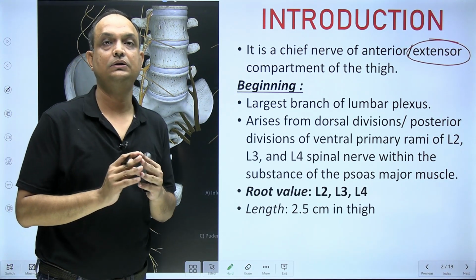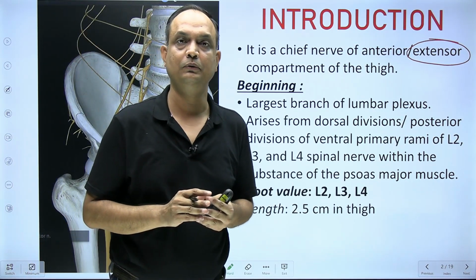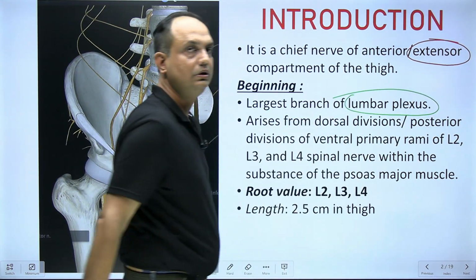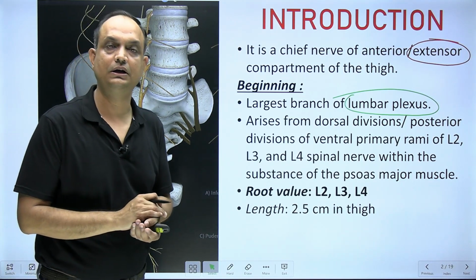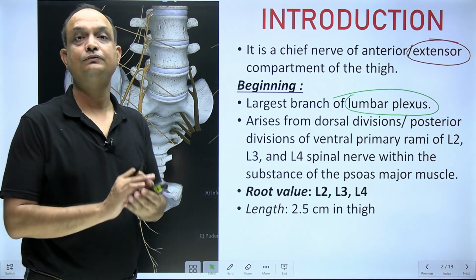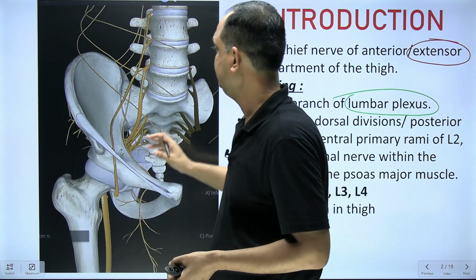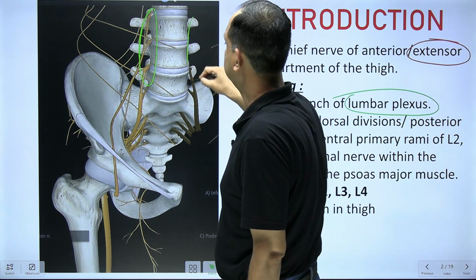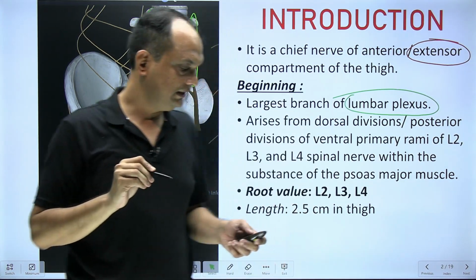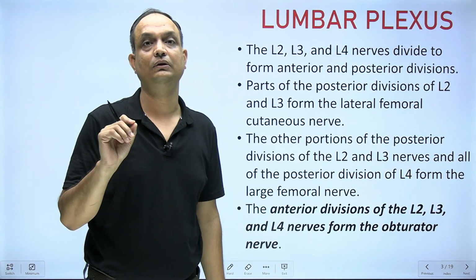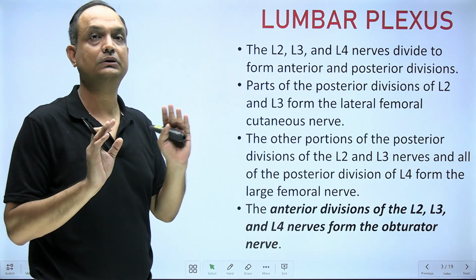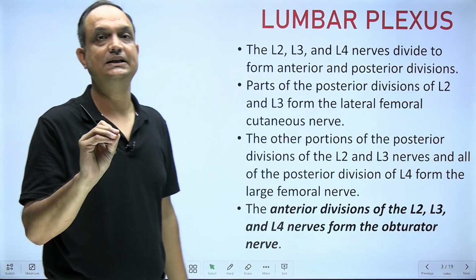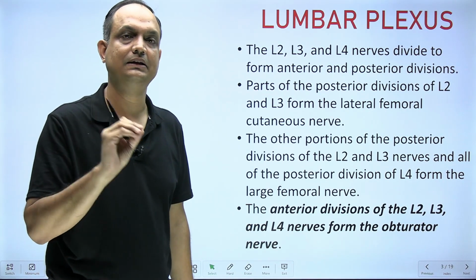Now when we are talking about the origin, or the beginning, of the femoral nerve, it starts from the lumbar plexus. It is very important to understand that the lumbar plexus is formed in the lumbar region. Here you can see the vertebral column, and in the lumbar area you have the plexus on both sides, which is known as the lumbar plexus. There are some important facts about the lumbar plexus that I would like to discuss here: the lumbar plexus has four basic nerve roots.